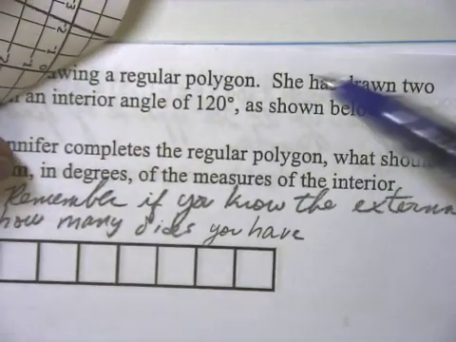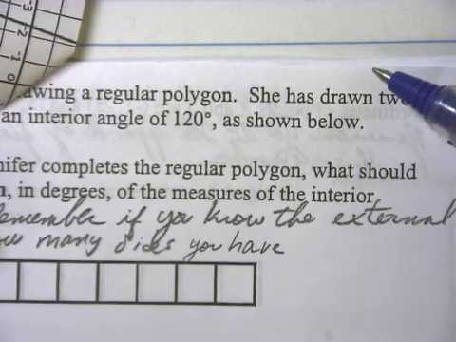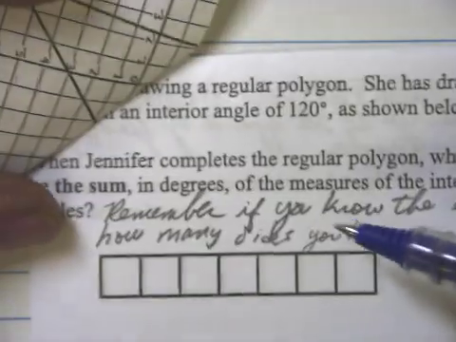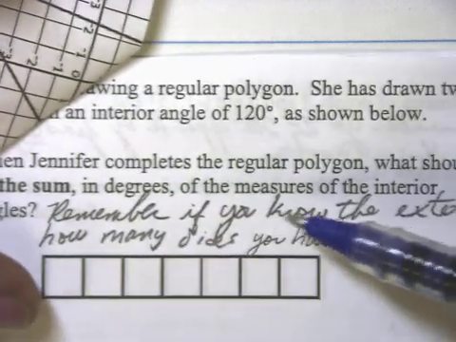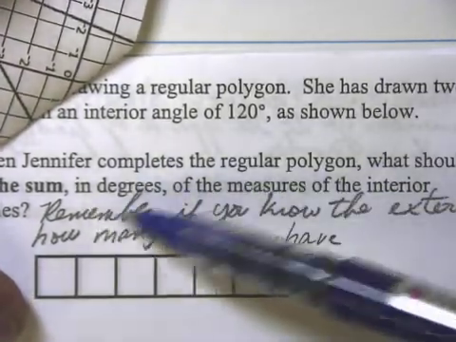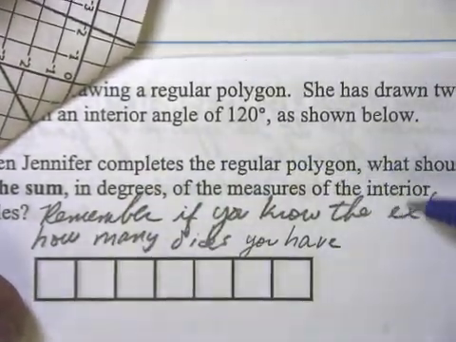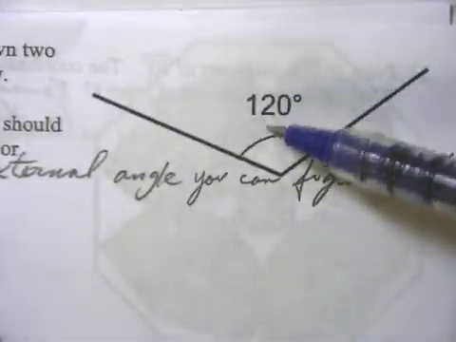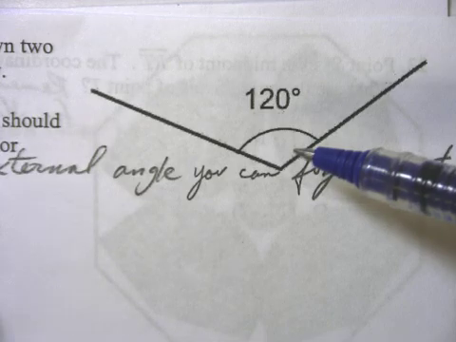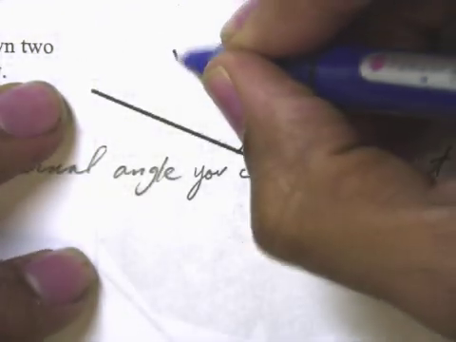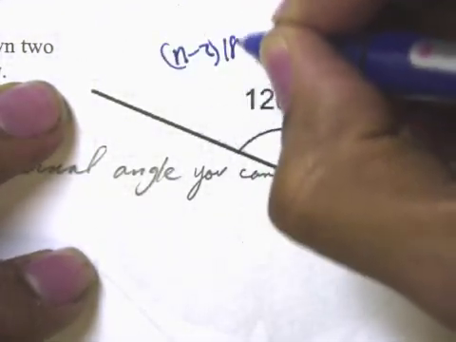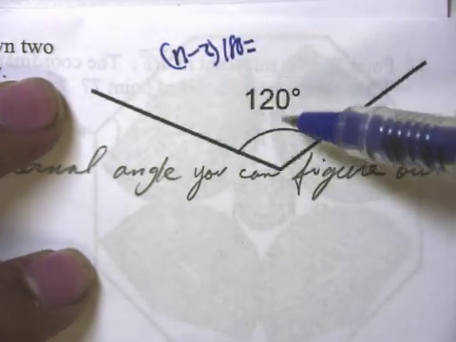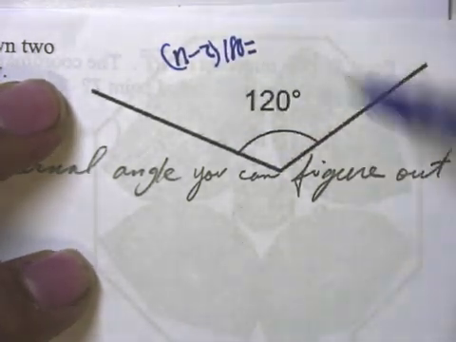In the next question that we have here, they tell us that we have a polygon and that they've given us an interior angle of 120 degrees. They tell us that when Jennifer completes the regular polygons, what should be the sum of degrees of the measures inside of the polygon? So they give me an angle. They told me that one of the angles is 120 degrees. They probably got that from using this formula, n minus 2 times 180, and then dividing by the number of sides to get the measure of this angle.